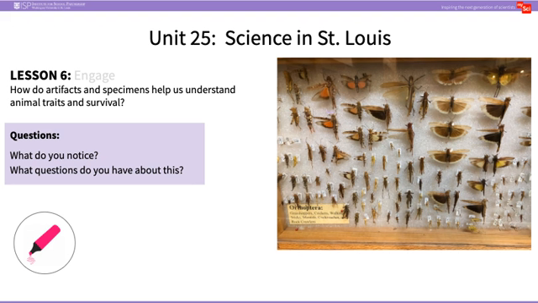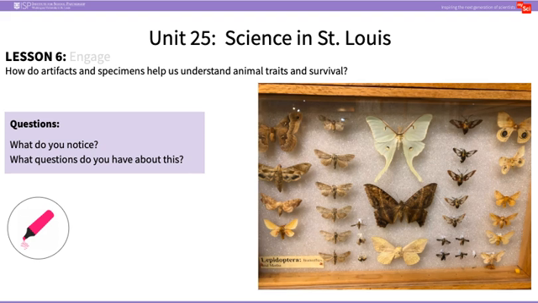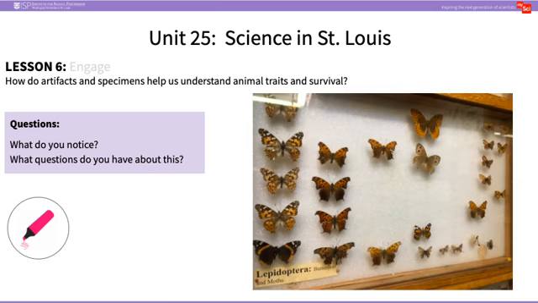In the Engage portion of this lesson, students will observe photographs taken from the City Museum in St. Louis of different organisms. They'll answer the questions, what do you notice? What questions do you have about these organisms?